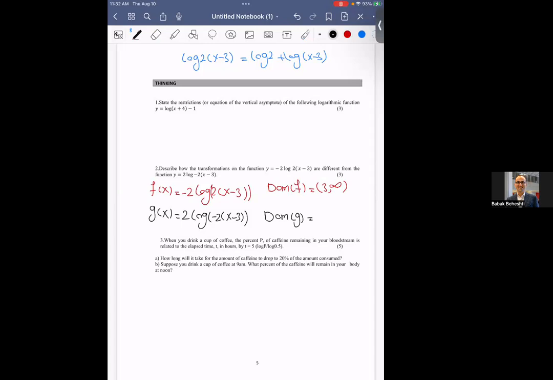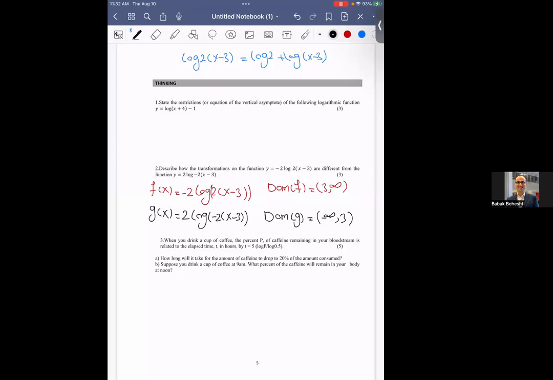Is x greater than negative 3? No, because here you have minus log of minus 2 times x minus 3. Minus 2 is a negative number, so x minus 3 must be negative, because negative times negative becomes positive. Therefore, x must be less than 3.